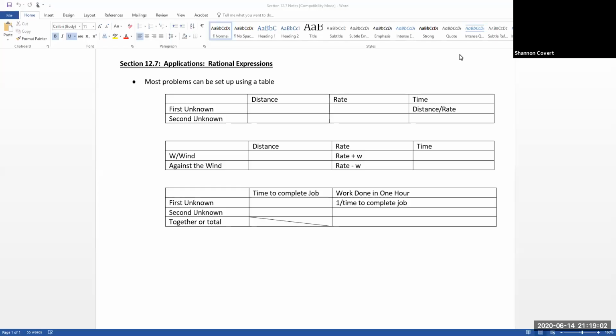Section 12.7 is applications with rational expressions. Most problems can be set up using a table, which will help you solve those. There are two different types of distance, rate, and time tables or problems.